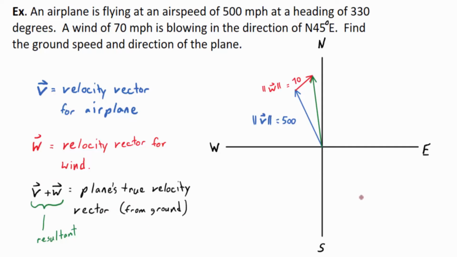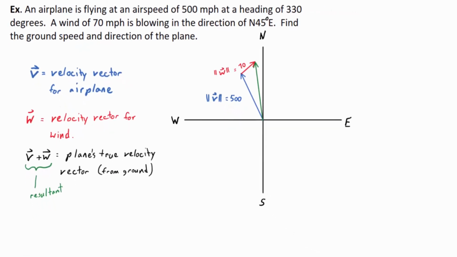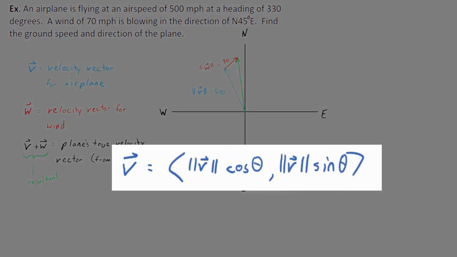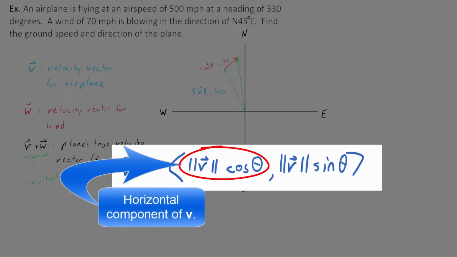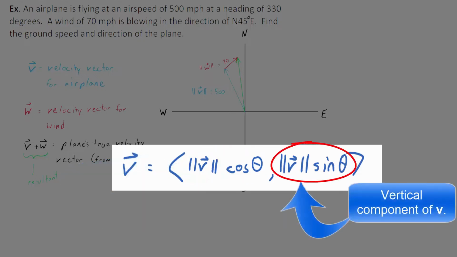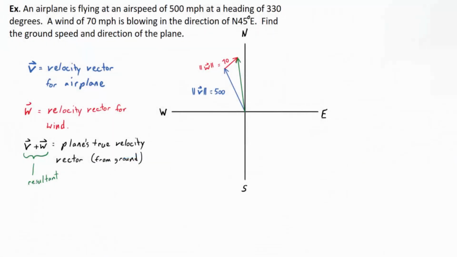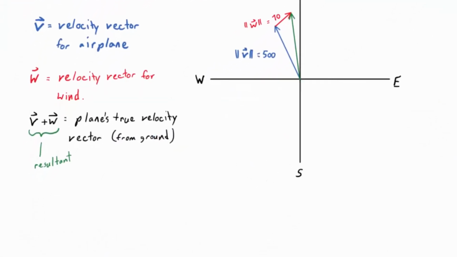Okay, well, we can do that because earlier we talked about this formula. If you have a vector V and all you know is its magnitude and direction angle, you can get its component form by taking the magnitude times the cosine of theta to get the horizontal component, the magnitude times the sine of theta to get the vertical component. That's exactly what we're going to do here on both vectors, V and W. Okay, so what would V be in symbols? What's its magnitude?